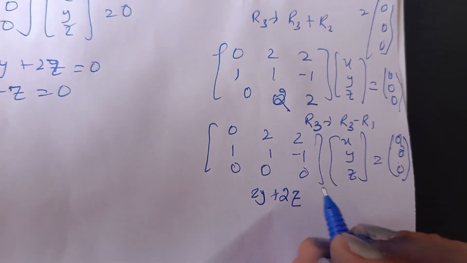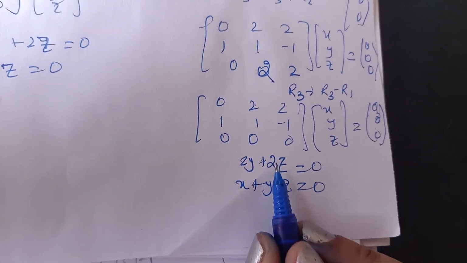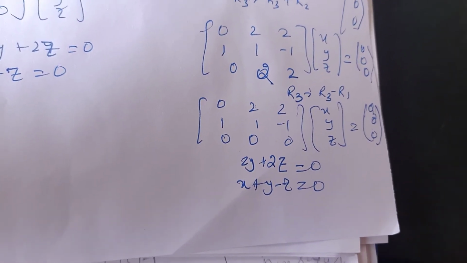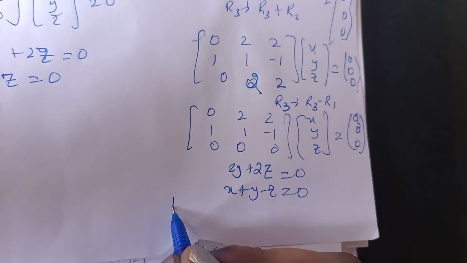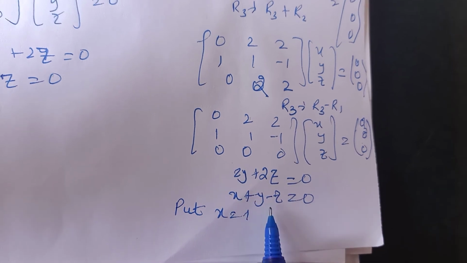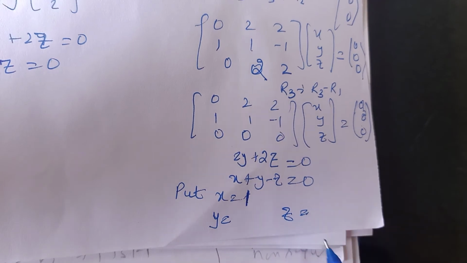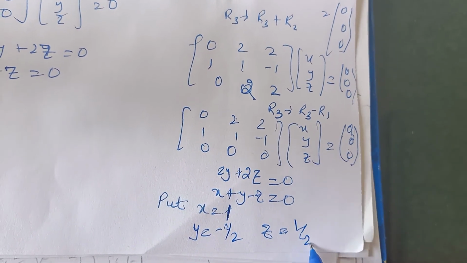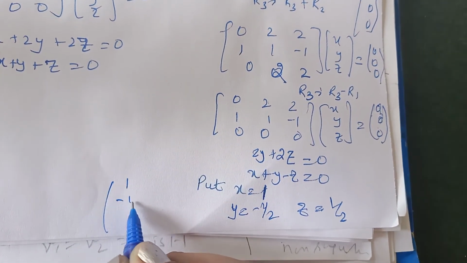So now convert back to equations. So this is 2y plus 2z is equal to 0. X plus y minus z is equal to 0. So now you have two equations, three unknowns. One of the variables you can choose to be a free variable, whatever you wish. Let me take x as 1. So now you will have two equations in y and z. Easily you can obtain value of y and z as minus 1 by 2 and plus 1 by 2. You can easily calculate.